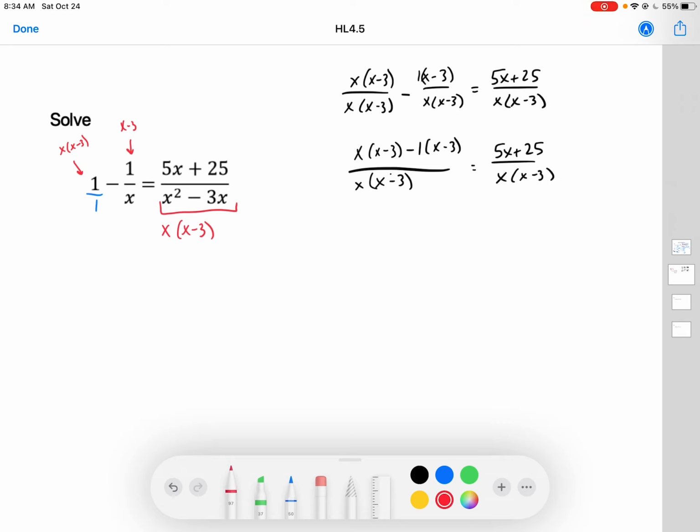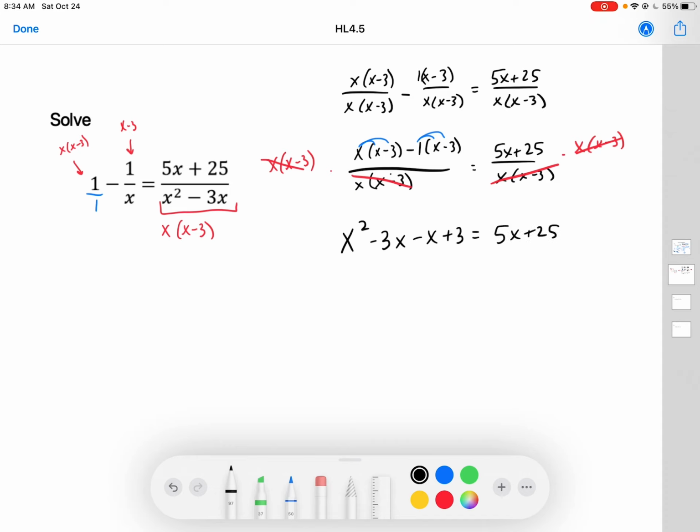But the next step is, once you have a common denominator, you get rid of the denominator by multiplying by that denominator on both sides. Now it's only going to get rid of the stuff that's in the denominator. So we're going to have to be solving. So you do want to distribute. I usually distribute right away, but I'm going to go ahead and distribute now. So I'll have x squared minus 3x minus x plus 3 equals 5x plus 25.